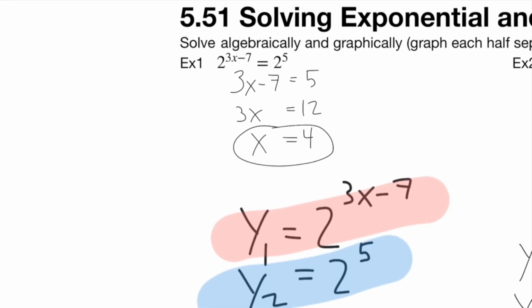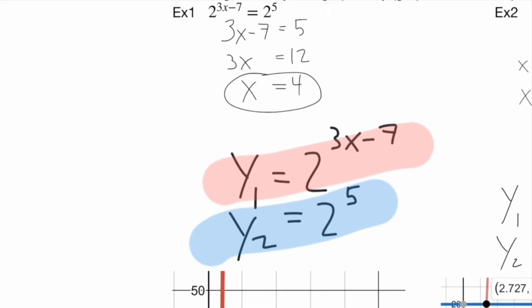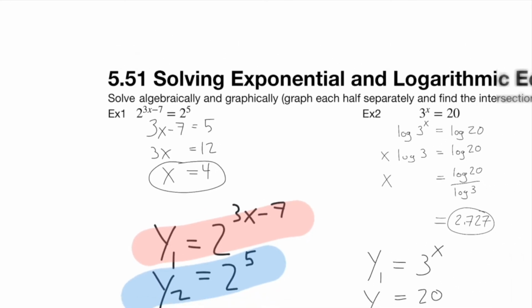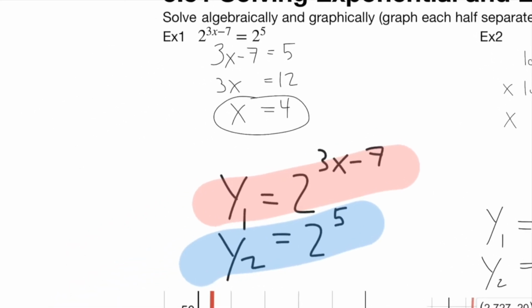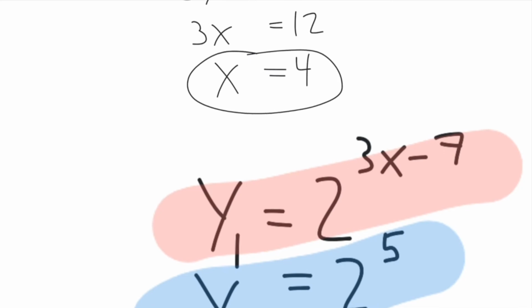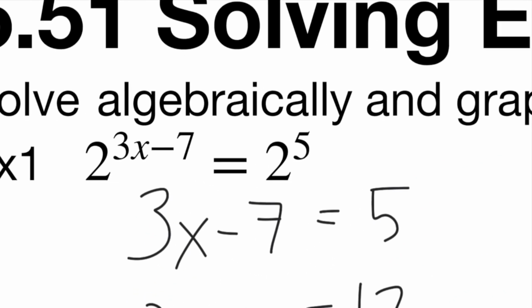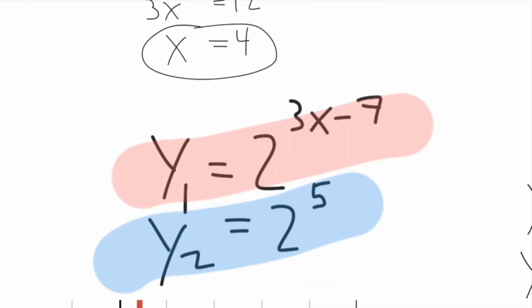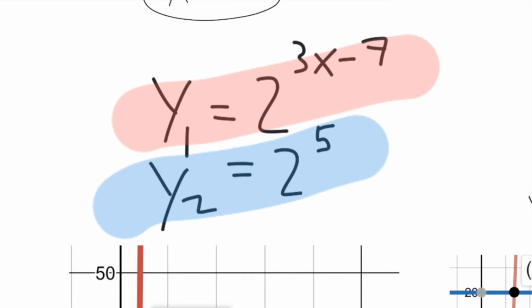So it says solve algebraically and graphically. What you could do is graph each half separately and find the intersection. So here's the left half, 2 to the 3x minus 7. I'm going to graph that. And then the right half is going to be 2 to the 5th. I'm going to graph that. There's actually no x here. It's just going to be a straight horizontal line at 32.